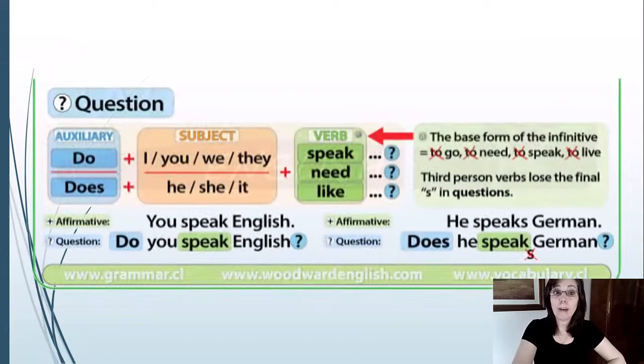So this is what you have to remember. How do you practice this? You go to the grammar book and you do 10,000 exercises to fix the structure.